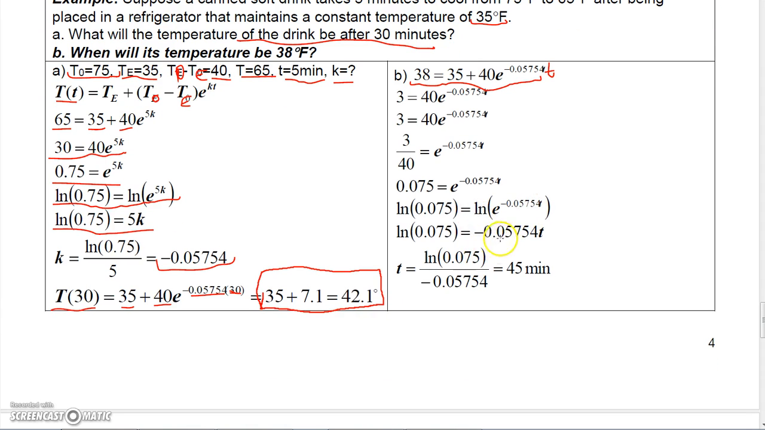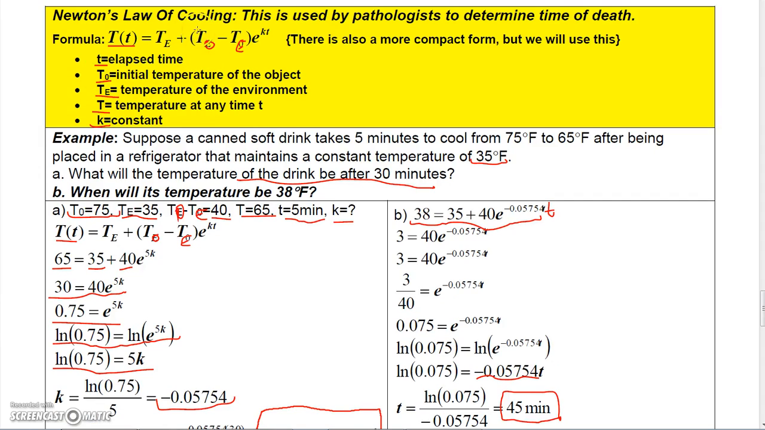And then I can divide by the negative 0.05754 to get T. So I take natural log of 0.075 divided by negative 0.05754, and I get 45 minutes. So in 45 minutes, I would expect the drink to reach 38 degrees. So it's an interesting application there. I apologize for getting the formula backwards here, but I just got these two switched on you.